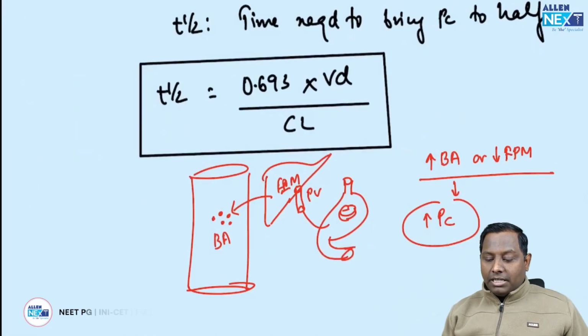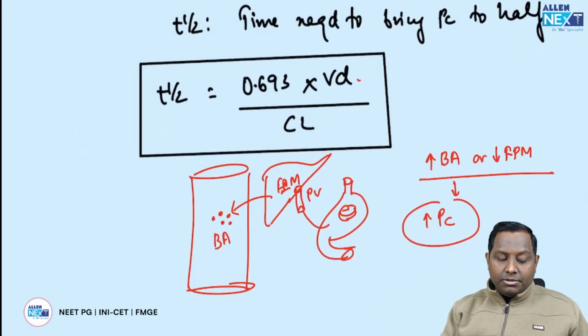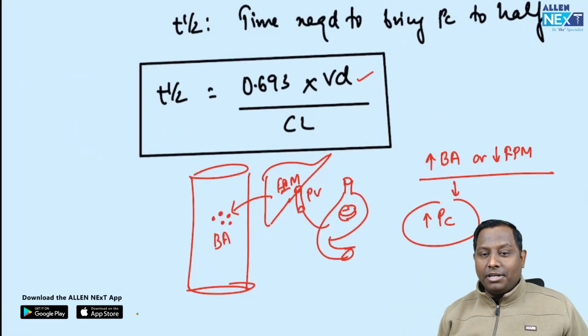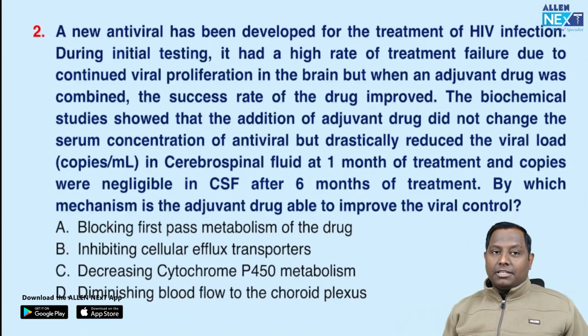Half-life is going to be decided by directly proportional to volume distribution and inversely proportional to the clearance. I hope it is making sense to all of you guys. Let's see the next one.